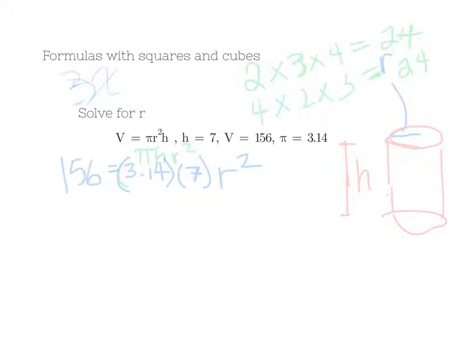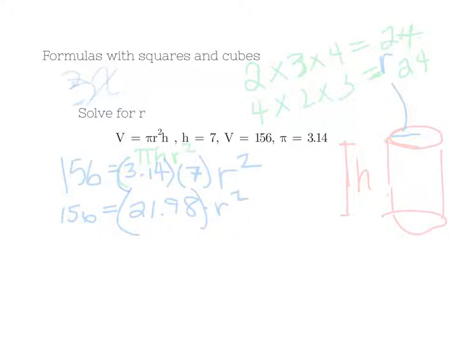Another reason I like it this way is because now I see that I can multiply these two numbers together. I can combine the 7 and the 3.14. And when we do that, we get 21.98. So it's 156 equals 21.98 r squared. And remember, these are all multiplied together. So what's happening between the 21.98 and the r squared is it's a multiply. I'll put a little dot here to symbolize multiply, or you can put it in brackets if you like to help separate it that way.